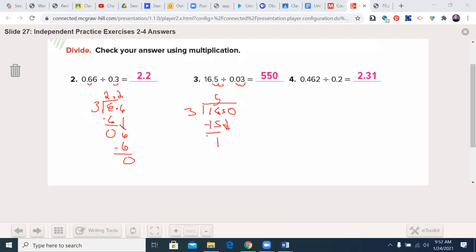1's less than 3. I bring down, I get a 15. Get a 5. 5 times 3 is still 15. Subtract. I have 0 is less than 3. I bring down. 3 does not go into 0. 0 times 3 is 0. Subtract. We're good. 550 is our quotient. So notice, in this case, we had to move the decimal point 2 spots. So we also had to do it here, and that included annexing a 0 into our dividend.